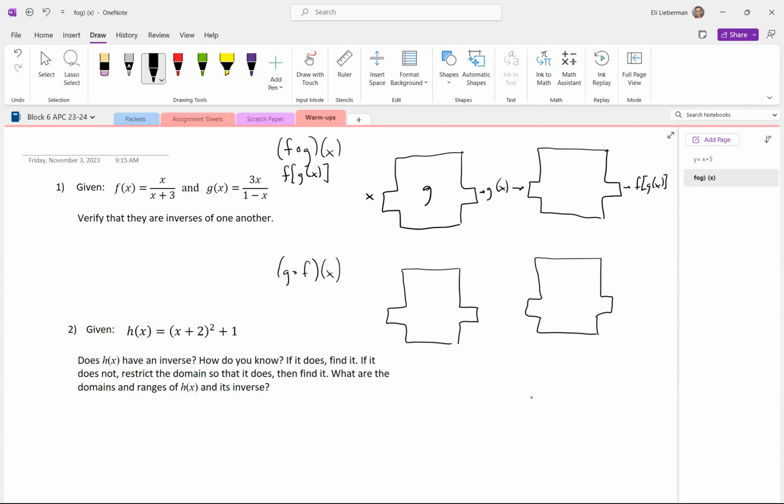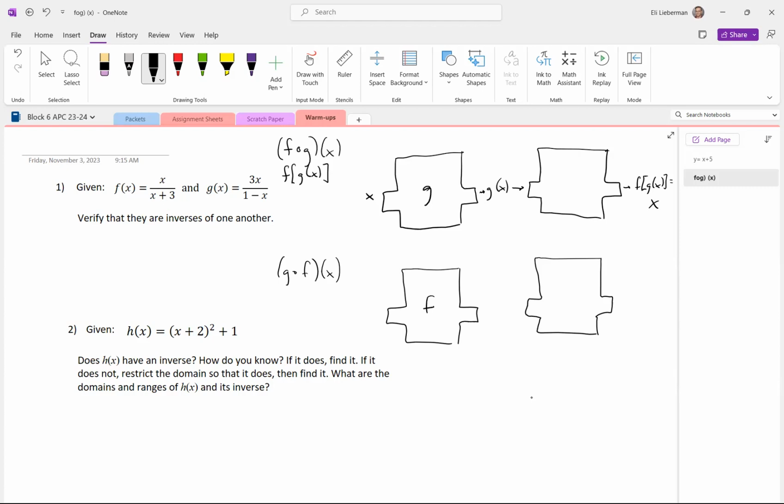And if these are inverses, we should be left with x. Right? If they truly undo one another, the input becomes the output and the output becomes the input, just in reverse. You should get an x there. Same thing for the other one.